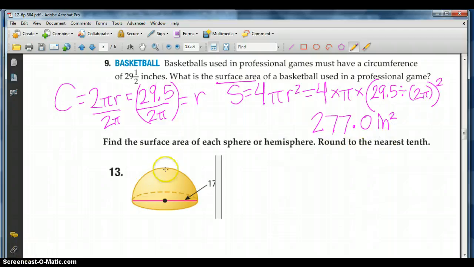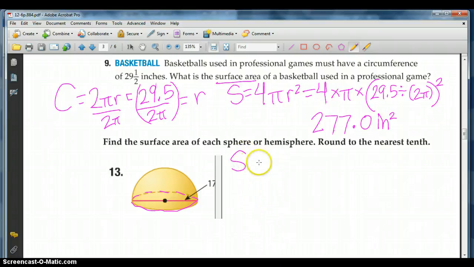On number 13, we need to find the surface area of the hemisphere. So the surface area of a hemisphere would be half of the surface area of the sphere, but then we have also this face that we have to consider. So where the sphere is cut, it makes a circular cross section that we need to add to the surface area of half of the sphere.